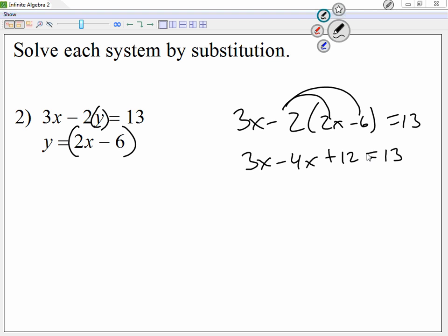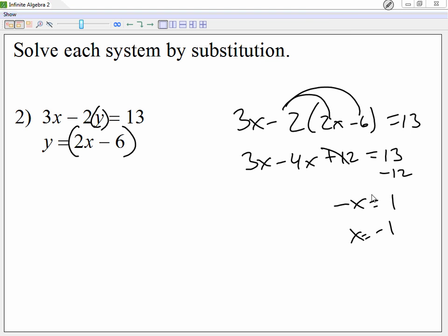Letters on one side, numbers on the other. So the plus 12, let me move it to the right side as a minus 12. So I have that negative x is equal to 1. But I simplified each side. 3 minus 4 gave me negative 1. 13 minus 12 gave me 1. So we can agree x equals negative 1.